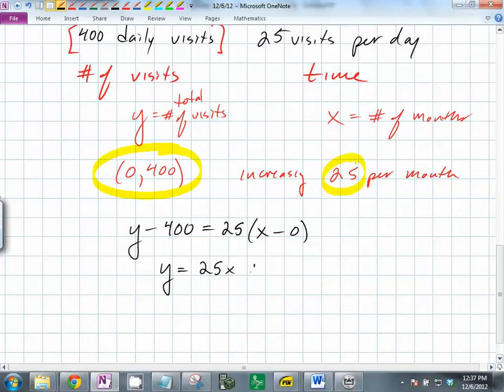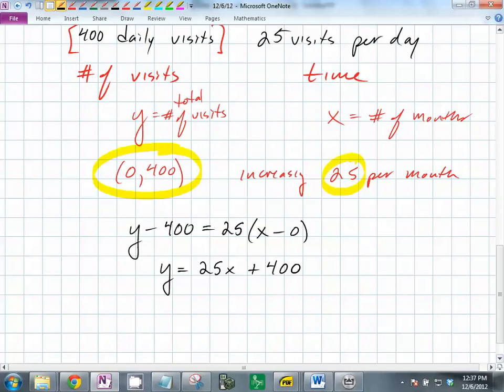Let me finish the sentence here. At time 0, at the beginning here, when you plug 0 in, what do you get out? 400. And then every month, how many does it add? 25. Every month it adds 25. So this is our first equation right here.